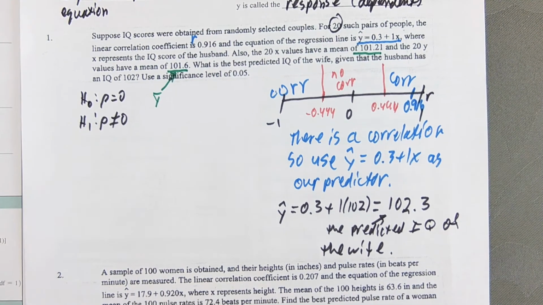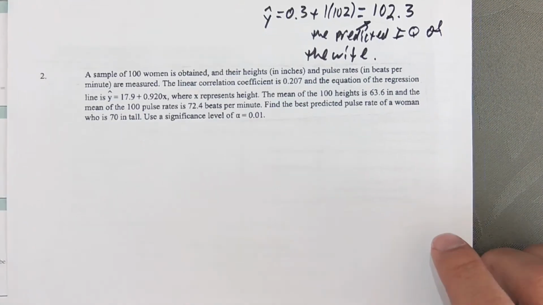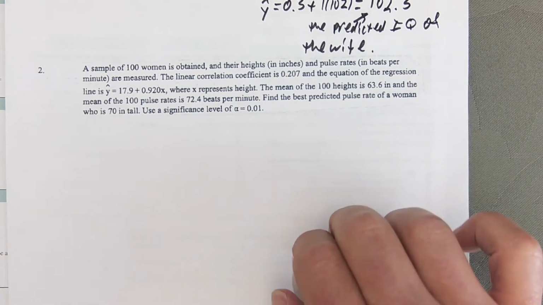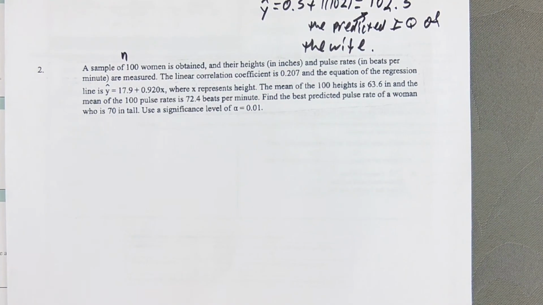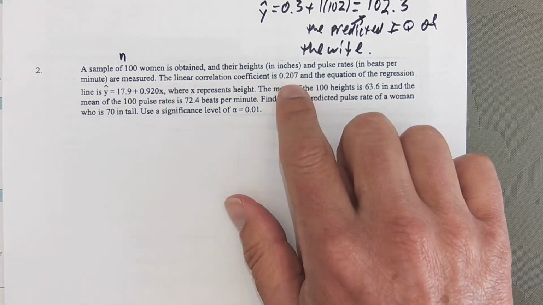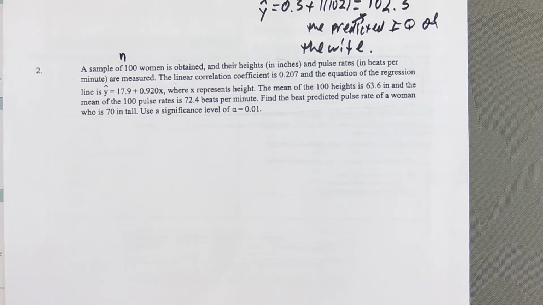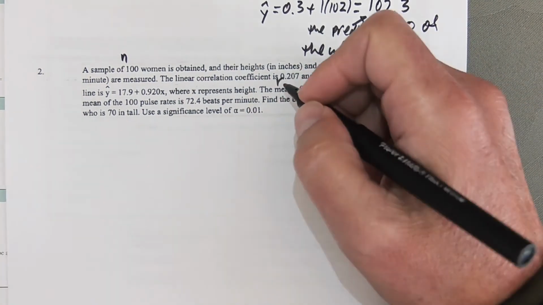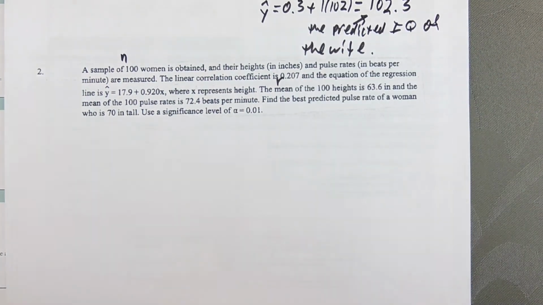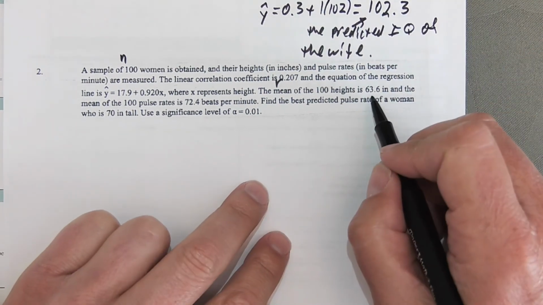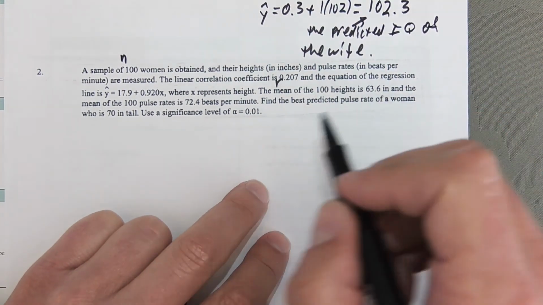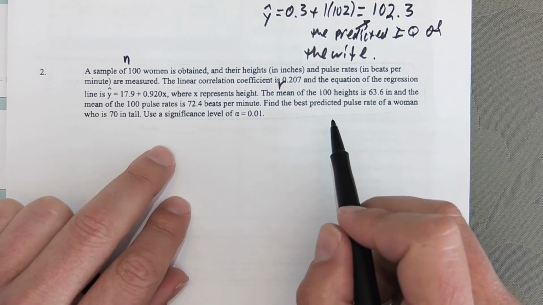Let's take a look at another one. So we have a sample of 100 women, so there's our N. And their heights and pulse rates are measured. Linear correlation coefficient is 0.207, so that's our R. Pardon me again, I have a cough. And we have the mean heights, and the pulse rates. And what is the best predicted pulse rate?